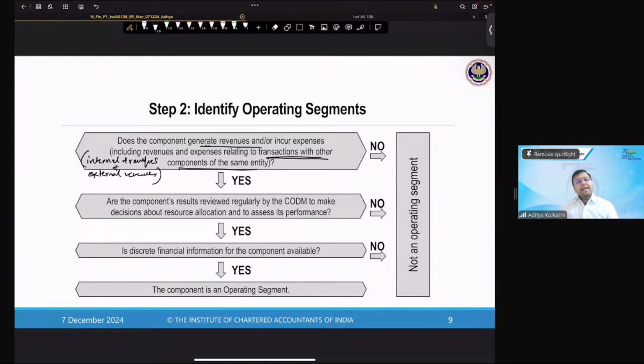Okay, finance department in a company, does it generate revenue? No, sir. No. That is the reason we do not come under any segment. We come in as a cost center.